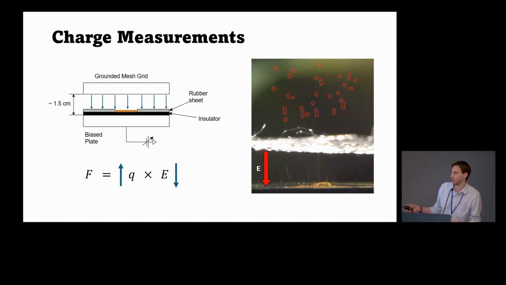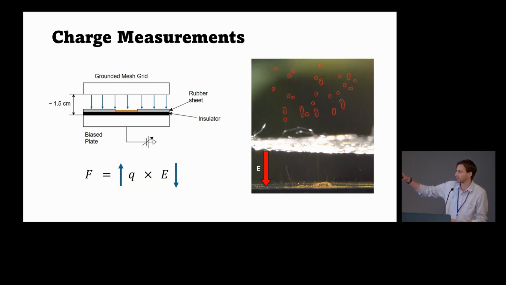This is a really simple way to do it. We have our dusty surface sitting on an insulator, which is sitting on a metal plate, which is connected to a power supply. Then we charge up our dust with either the UV, the plasma, or the UV and the plasma. We turn everything off.